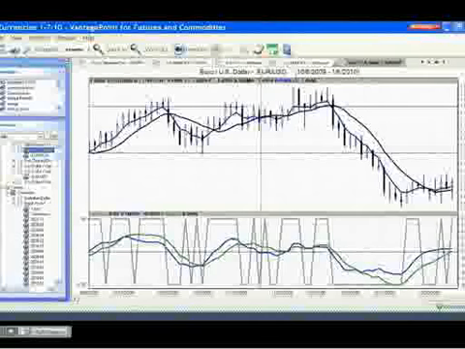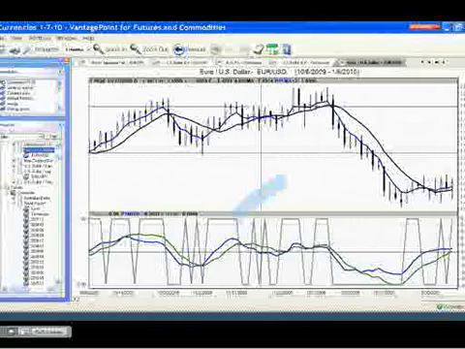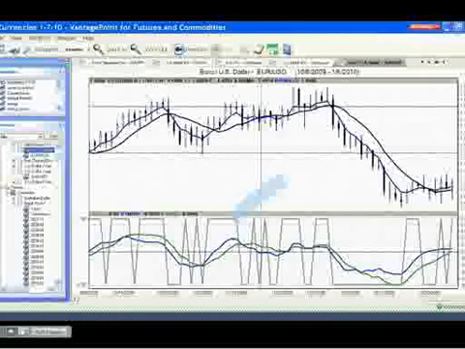We now have a situation here where we have the euro-US dollar pair on the screen. We're going to mark it up. And the first thing I want to point out is the line that you see here, the gray line at the bottom of the screen. That is the predicted neural index.